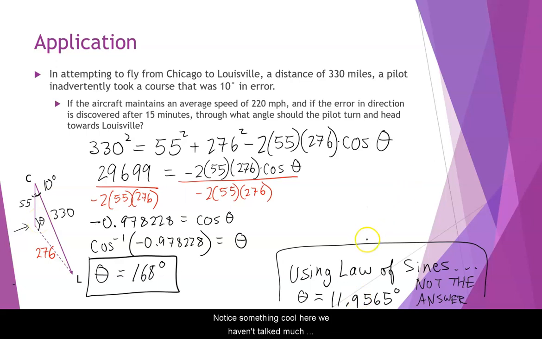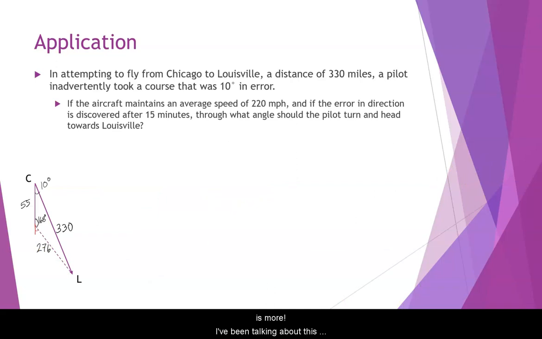Notice something cool here. We haven't talked much about the ambiguous cases of the law of sines, but notice 180 degrees minus 168 degrees results in 12 degrees, which is what this angle is very, very close to. But wait, there's more. I've been talking about this angle 168, the angle we called theta, but really that's not the angle the pilot is turning. If we think about the pilot going straight, this bearing, before they found out the error, the pilot is making a great big turn, but it's not going to be a 168 degree turn.